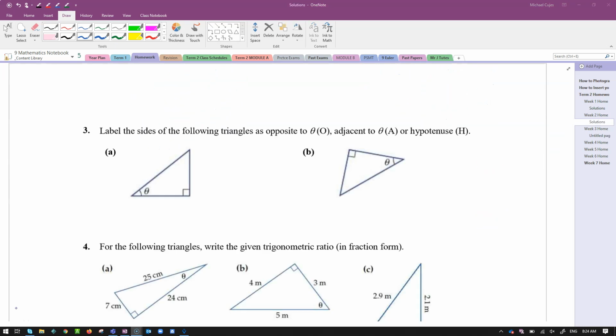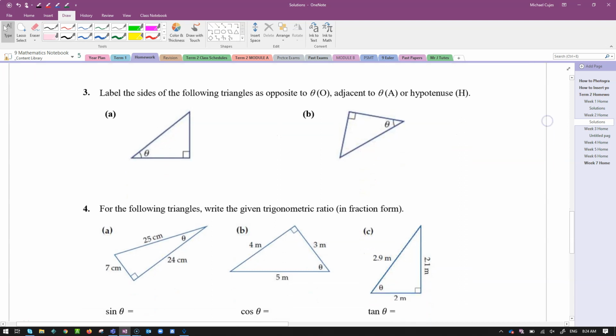All right, so I got a little bit excited there and thought we'd finish, but we have another sheet to go. It just hadn't copied across to the solutions.